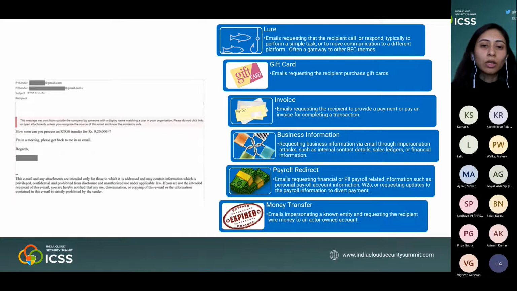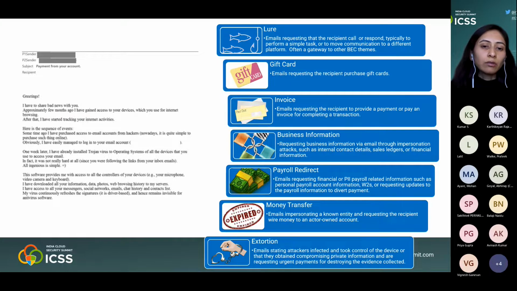Then the next one is money transfer. In this case, these emails are again impersonation based, where they try to impersonate a known entity and then request the recipient to wire transfer to an account owned by the actor, saying, hey, there's XYZ amount, can you please email me back and tell me whether you can process this transfer, and transfer this amount of money?